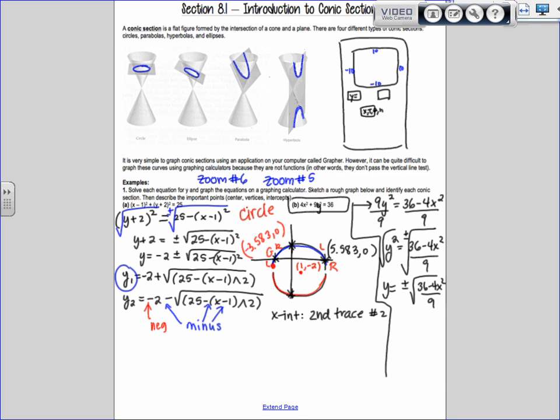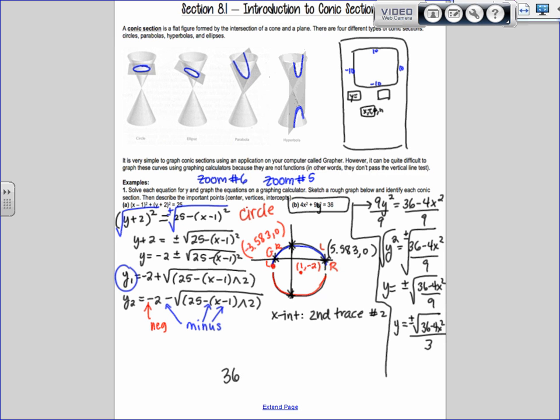Now, it's kind of hard to put this in when you have a quotient under your square root. So if possible, if you can take the square root of the numerator and the denominator, it will make your life a lot easier. So I'm going to take the square root of both the top and the bottom. The square root of the top just stays the square root of 36 minus 4x squared. The square root of the bottom, square root of 9, is just 3.